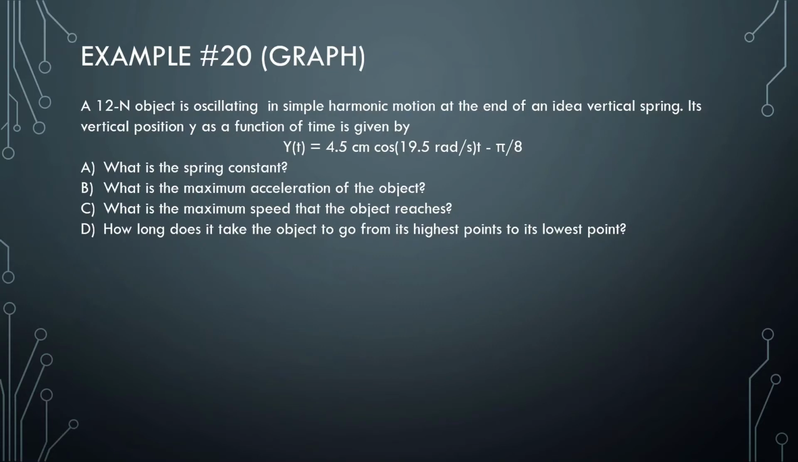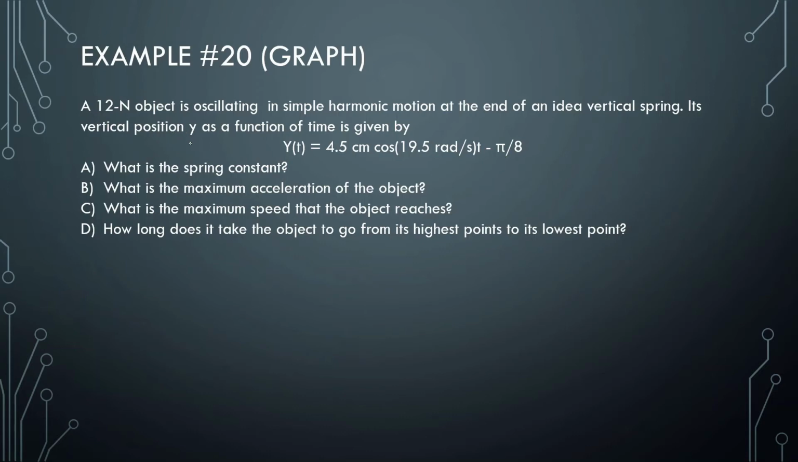Okay, all right. Now let's look at this problem. We have a 12 Newton object oscillating in simple harmonic motion at the end of an ideal vertical spring. Its vertical position y as a function of time is given by 4.5 centimeters cosine of 19.5 radians per second t minus pi over 8. What is the spring constant?